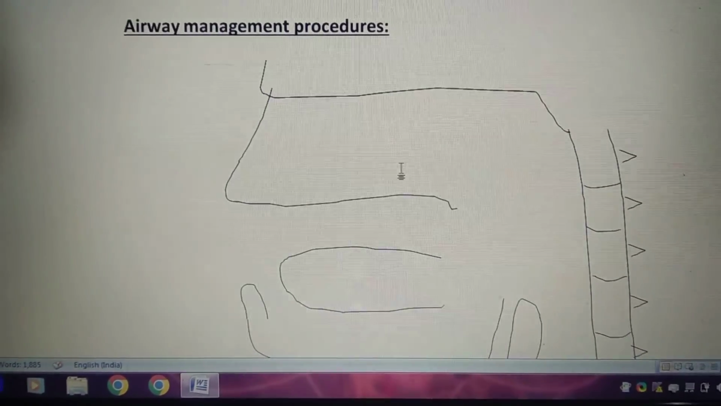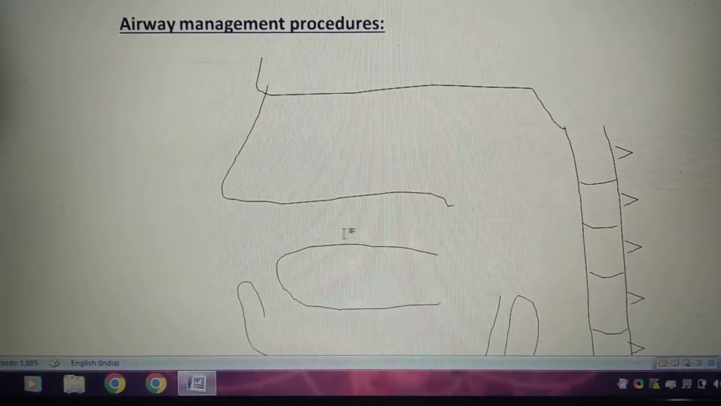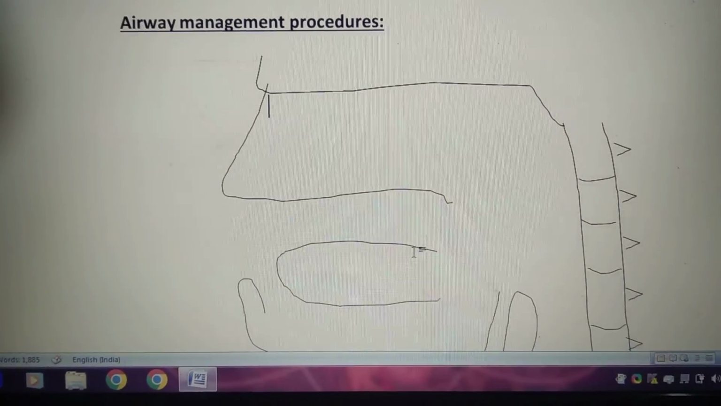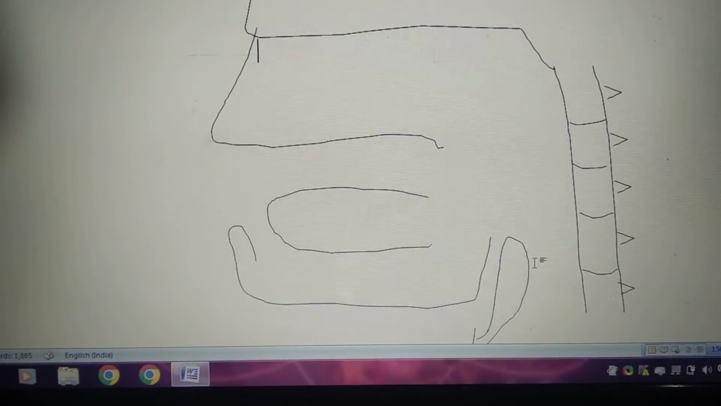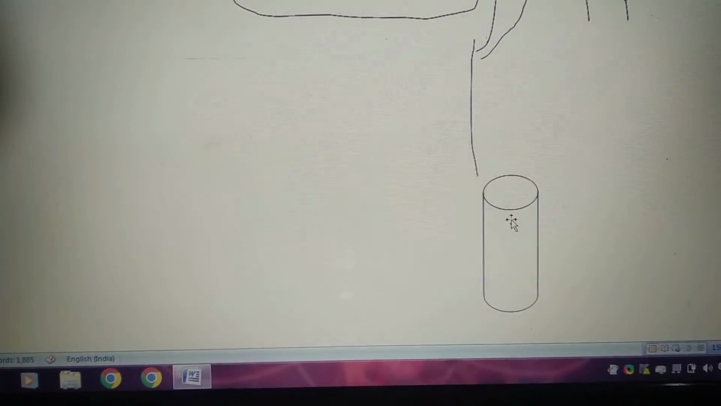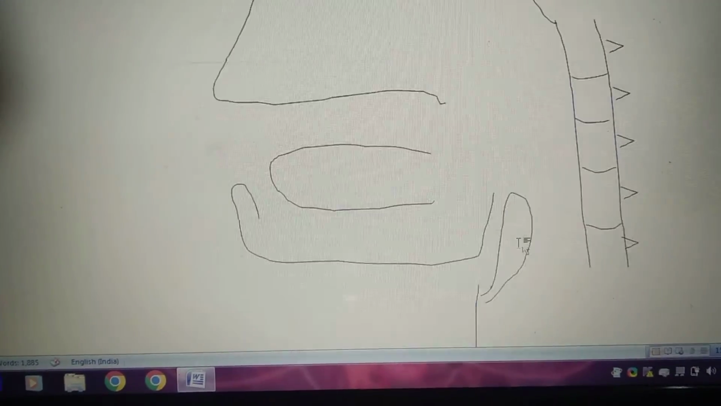This is the nose, nasal cavity, nasopharynx. This is the oral cavity. Okay, this is the mouth, oral cavity, oropharynx. And right here is the laryngopharynx. It enters the larynx and then the trachea, finally the lungs.